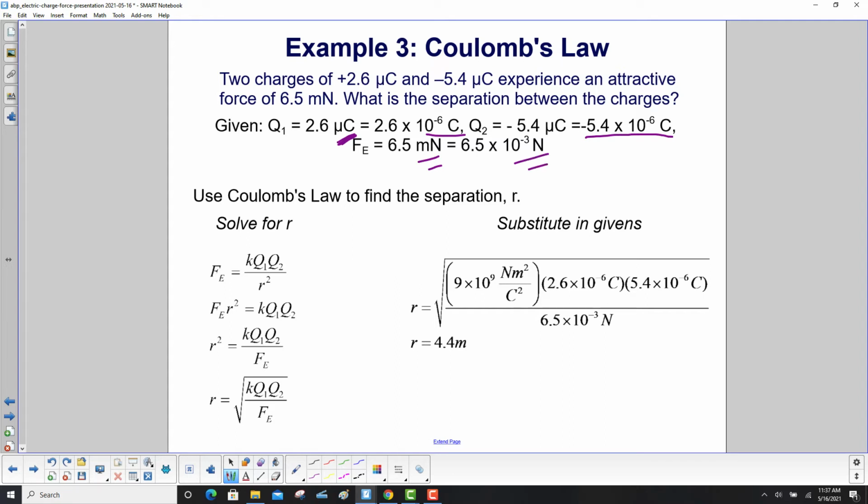We start with Coulomb's law, but we have to solve it for r. So we multiply both sides by r squared, and then divide by the electric force, and then one more step, take the square root of both sides. We substitute in our givens, and be sure you take the square root after you do all the multiplication and division, and we get a distance of separation of 4.4 meters.